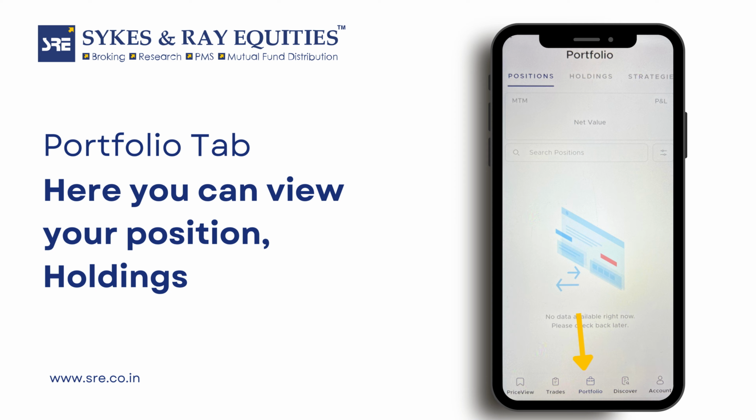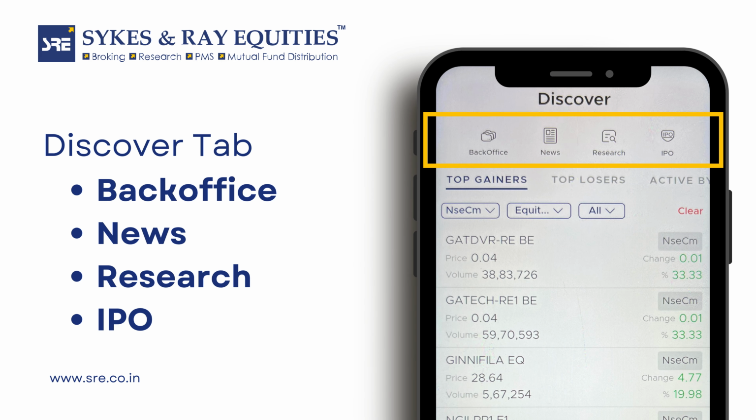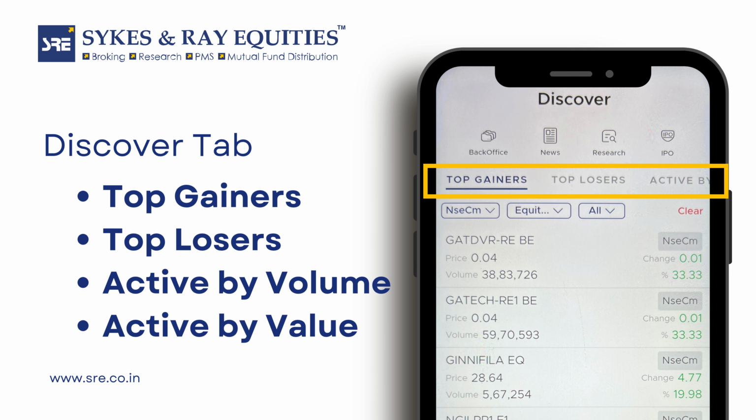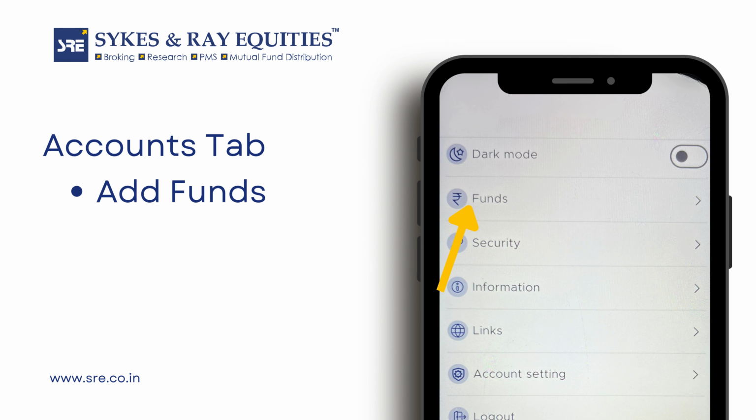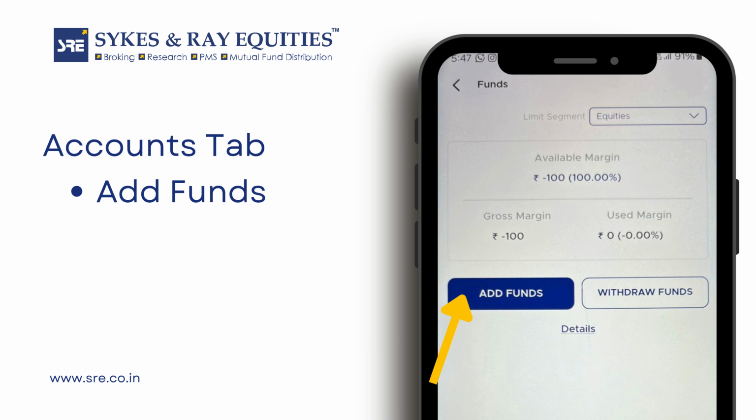In the Portfolio tab, you can view your positions and holdings. In Discover tab, you can access our back office, news, research, IPO and top gainers, top losers, active by volume, active by value shares lists. In Accounts tab, you can add or withdraw funds. You can add funds through UPI or net banking.